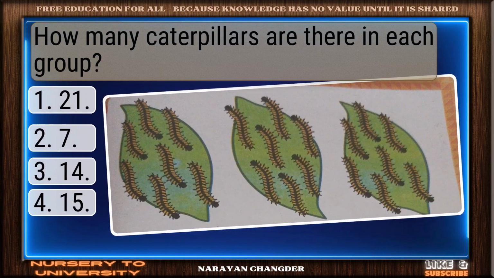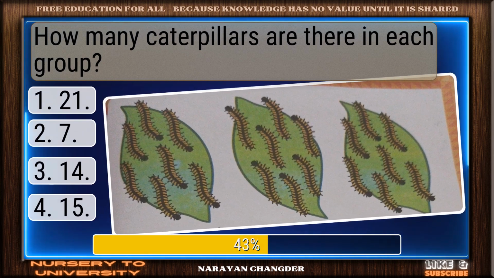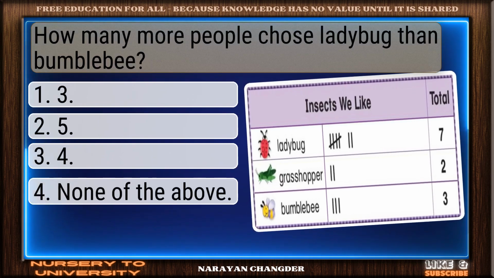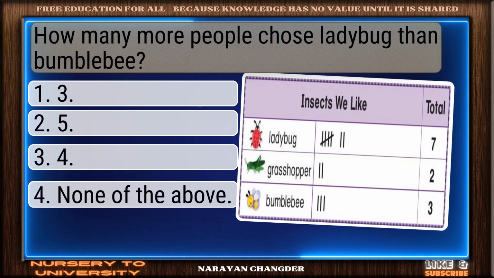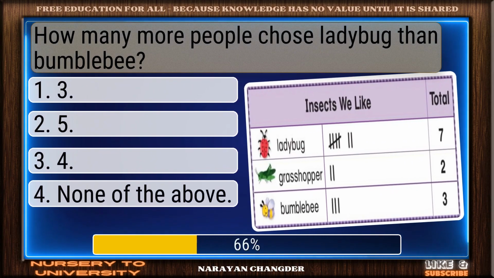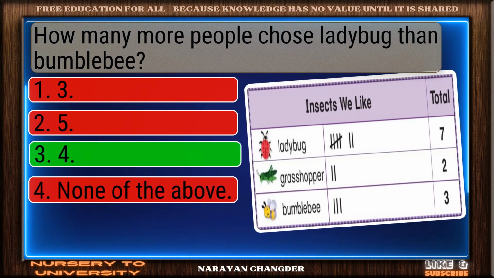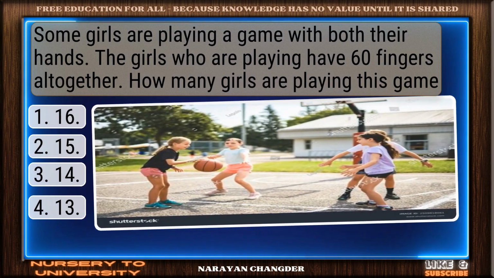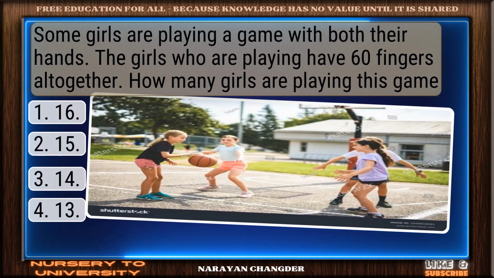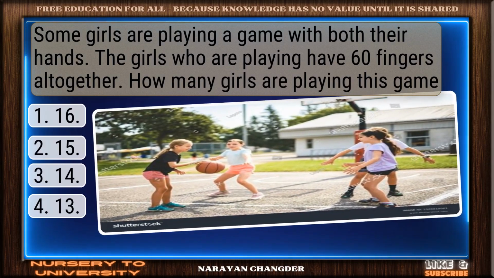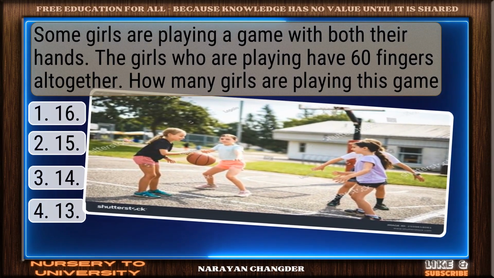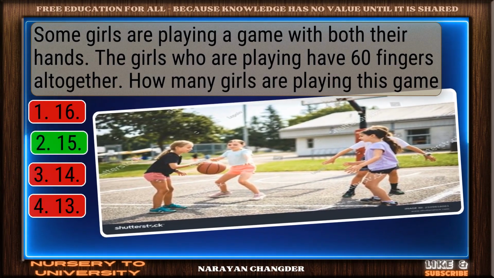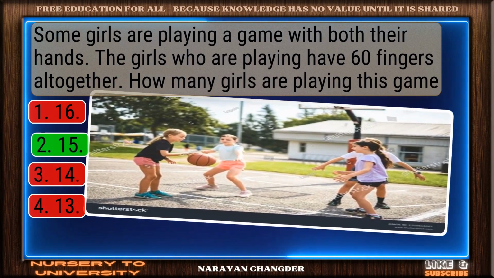How many caterpillars are there in each group? 7 is the answer. How many more people chose ladybug than bumblebee? Smart pick. 4 is the correct choice. Some girls are playing a game with both their hands. The girls who are playing have 60 fingers altogether. How many girls are playing this game? Great thinking. 15 is the right choice.